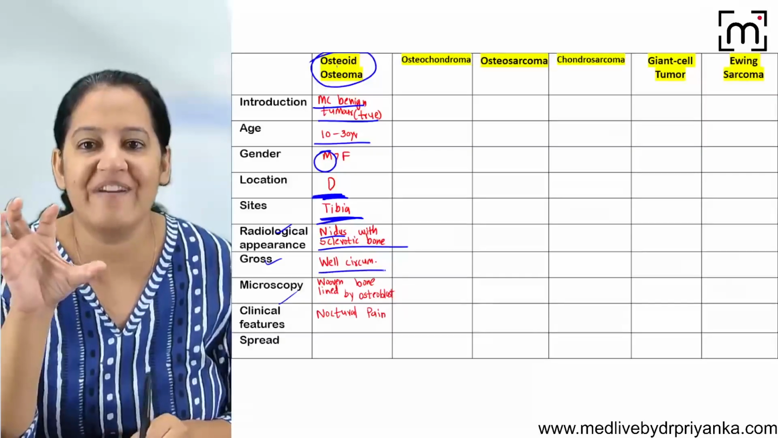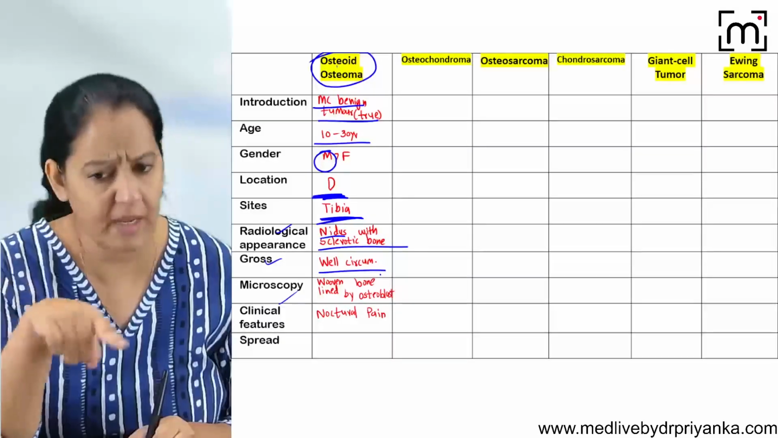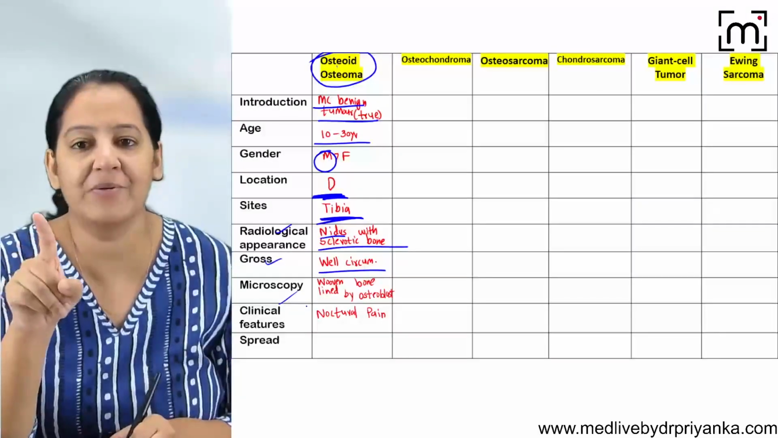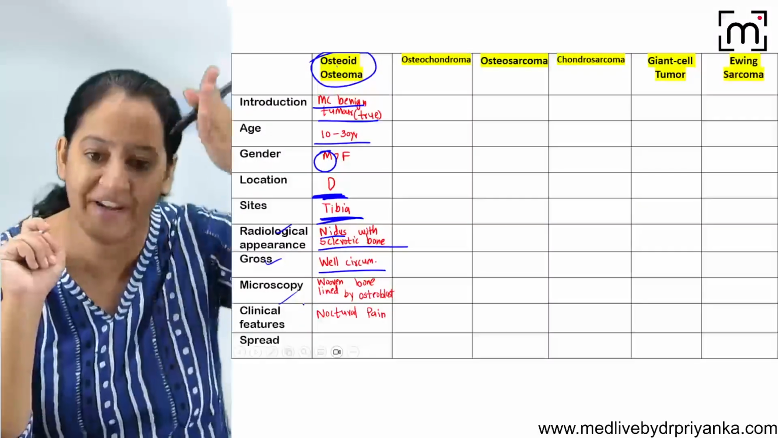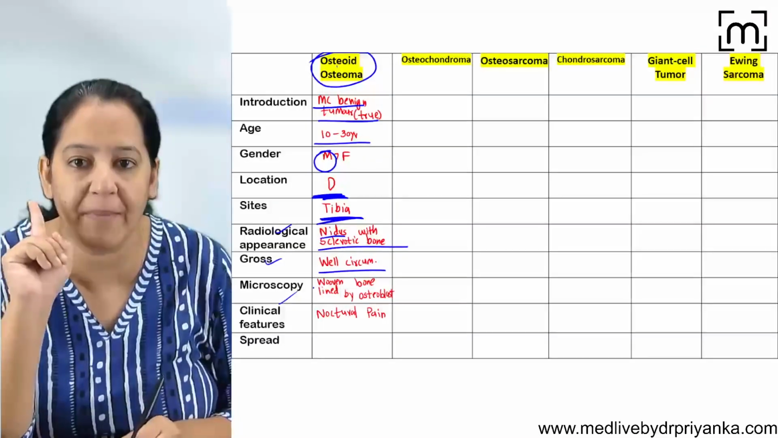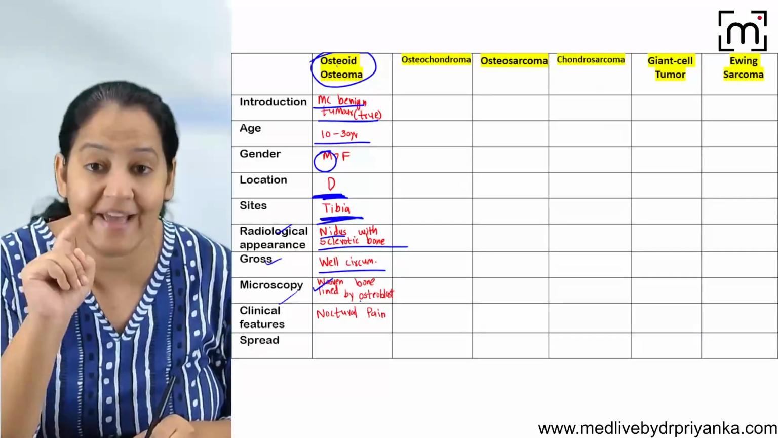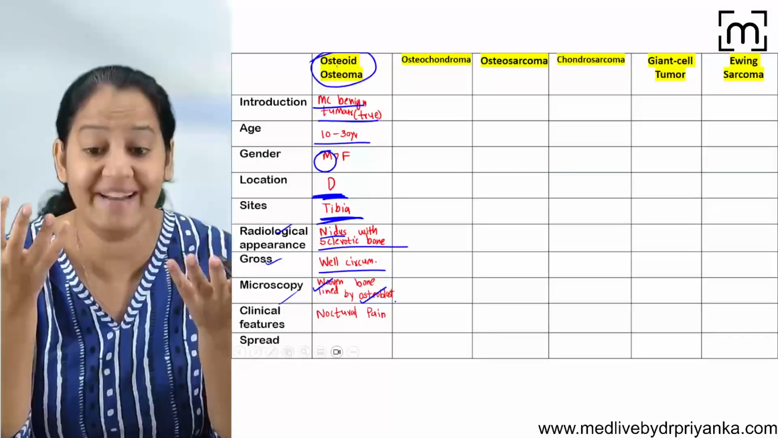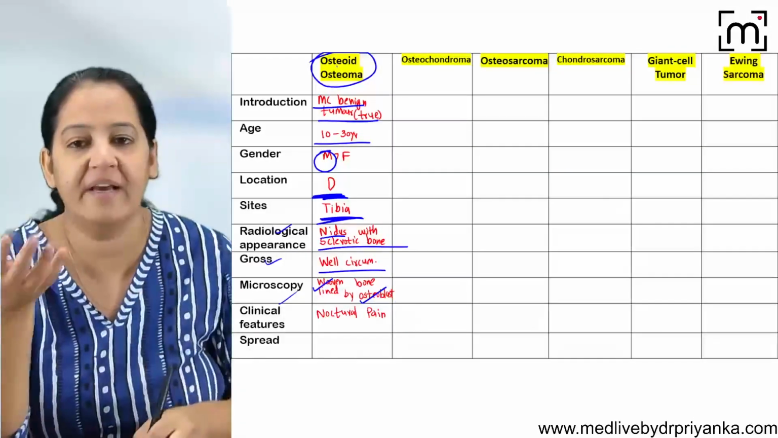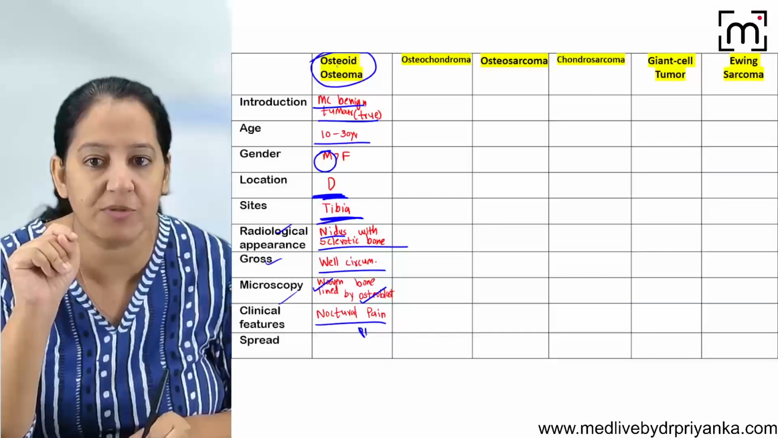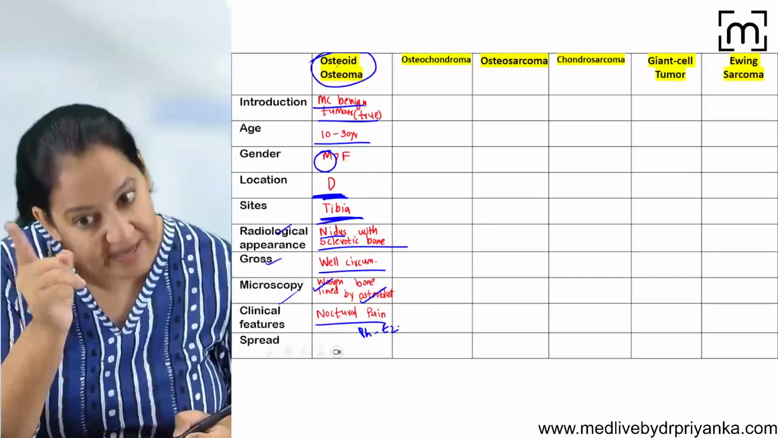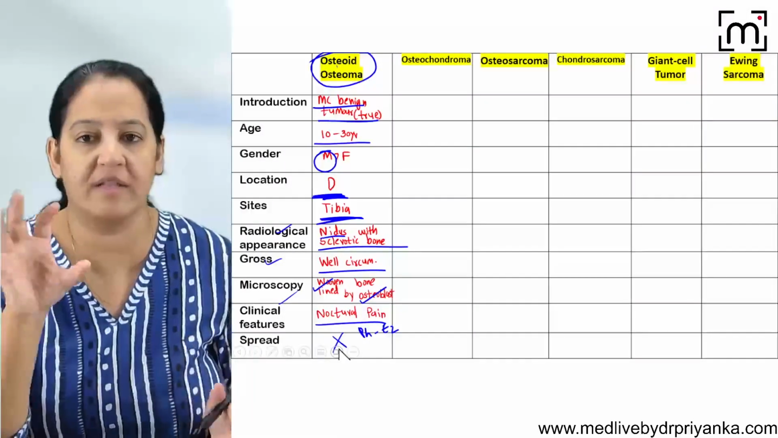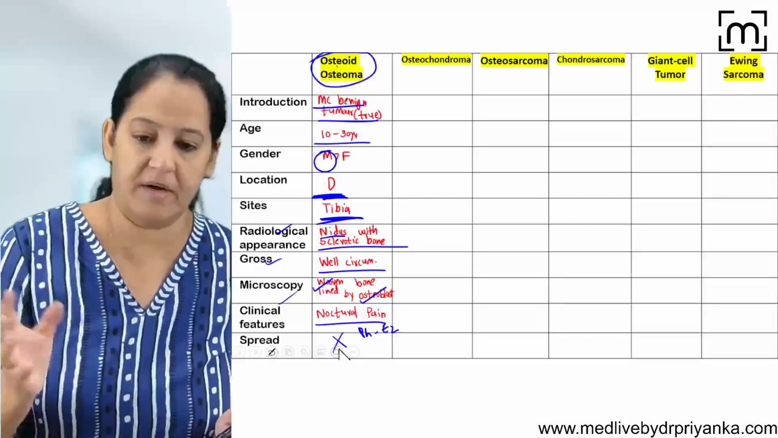In the gross, I told you it's a very well circumscribed tumor. It is round to oval, cut surface is hemorrhagic and it's gritty in nature. In the microscopy, please remember the image. There are bony trabeculae, woven bony trabeculae, which are lined by single layer of osteoblast. And background is having loose stroma containing dilated or congested capillaries. Clinical feature, nocturnal pain because of prostaglandin E2 production, and that is relieved by aspirin. Since it is not a malignant tumor, there is nothing about the spread.